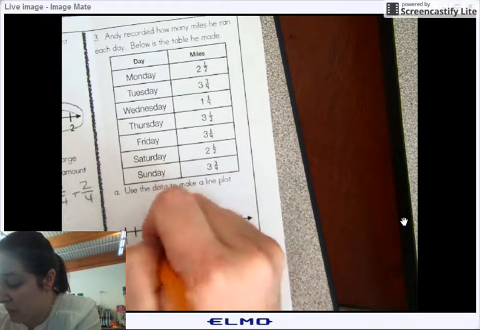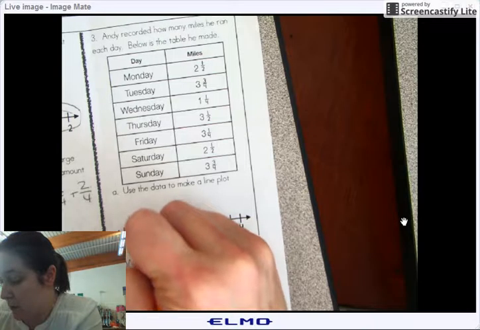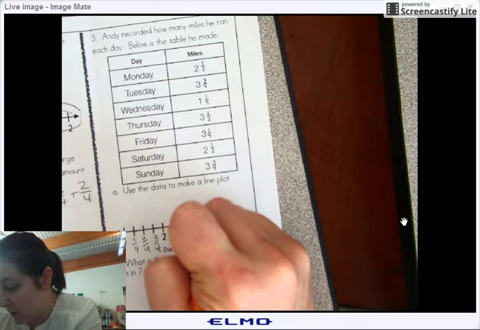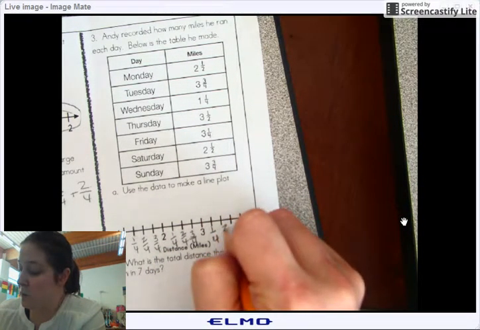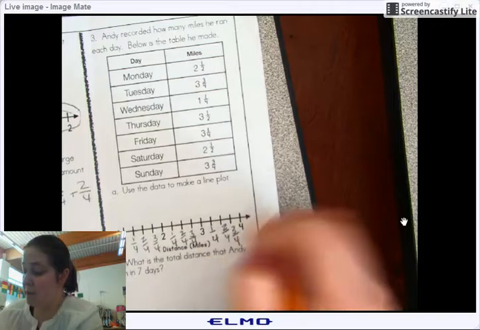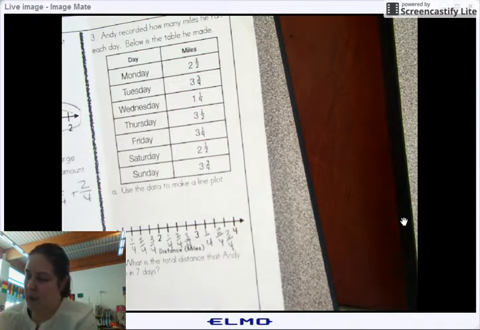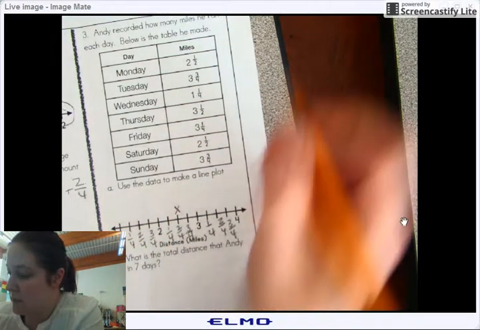Once again, these are in fourths. So 1/4, 2/4, 3/4, 1/4, 2/4, 3/4, 1/4, 2/4, 3/4. And you'll notice that your halves are really 2/4. Okay, so my first one is 2.5. So I'm going to come over to 2.5 and I'm going to put an X.